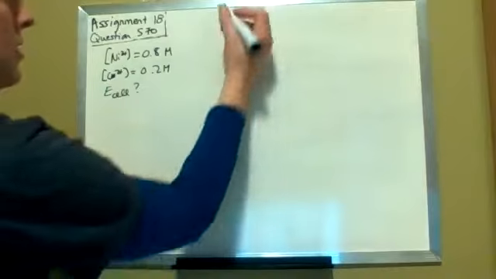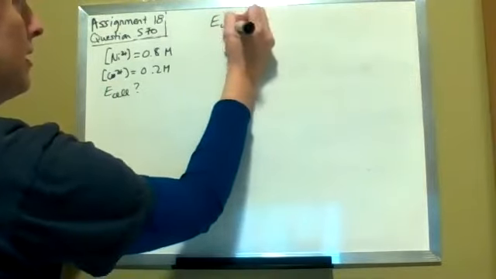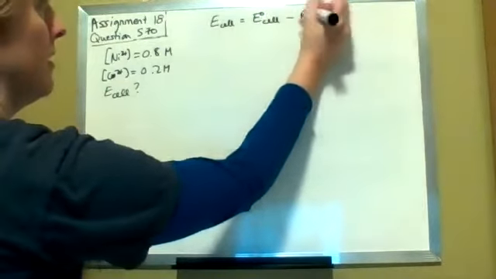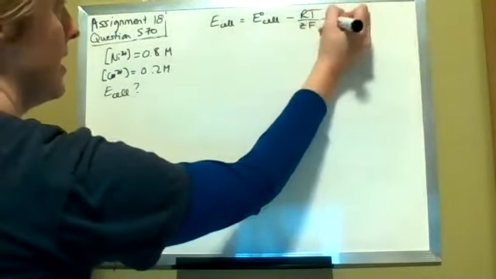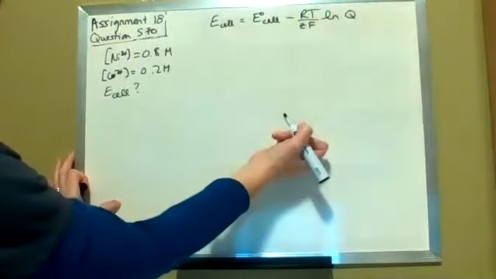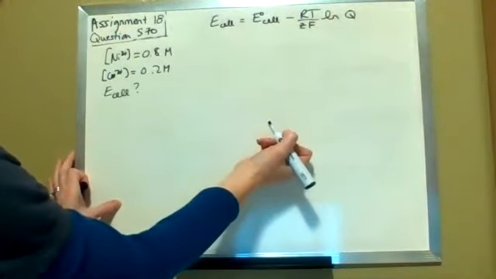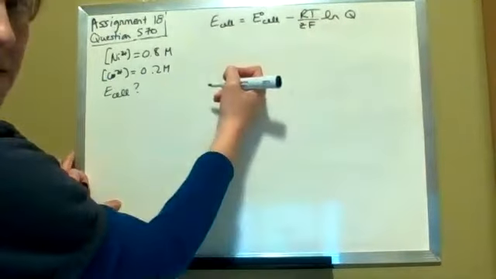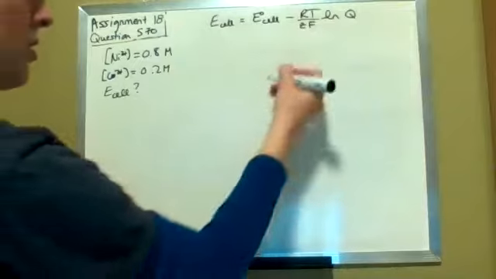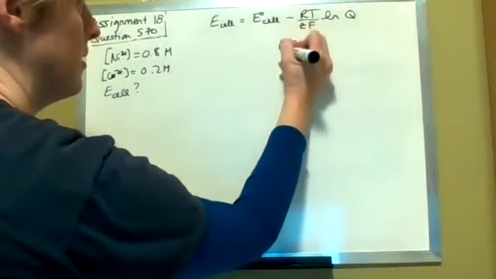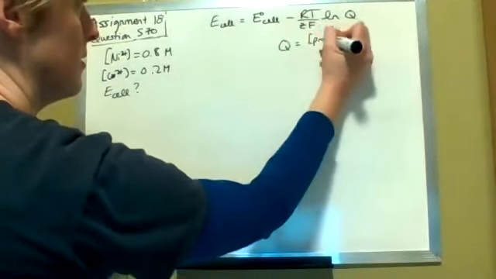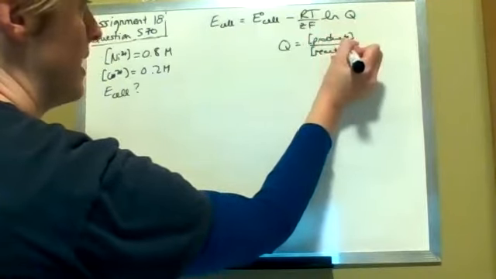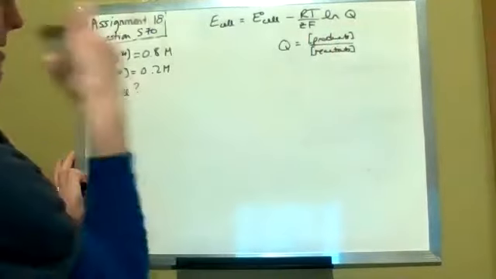So we know our equation for E cell involves E naught cell minus RT over ZF ln Q. So there's a few things we have to find in here, one of them being E naught cell, Z, and obviously Q as well. So think about what Q is. Remember, Q is our products over reactants. So we need to know what our actual reaction is in this case.